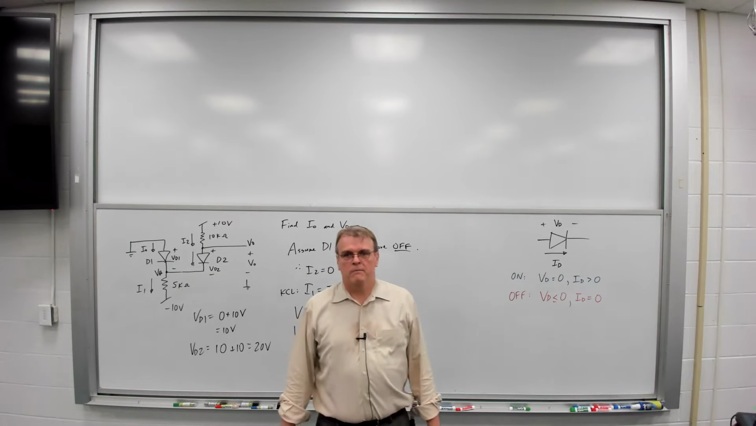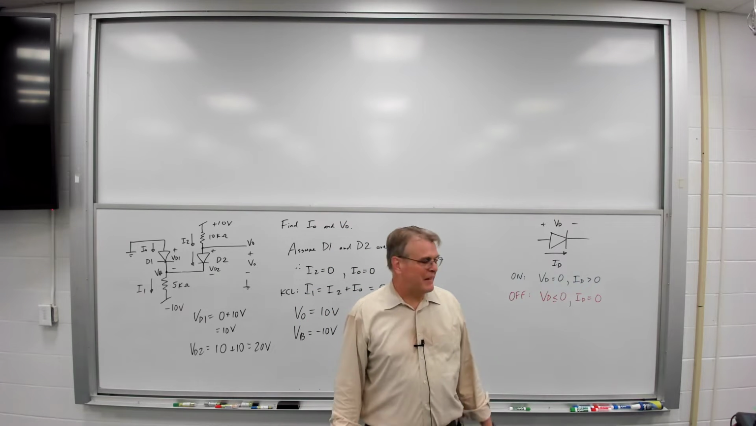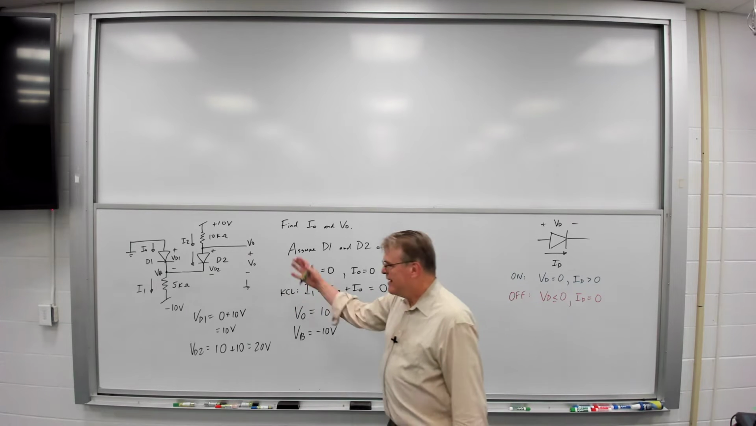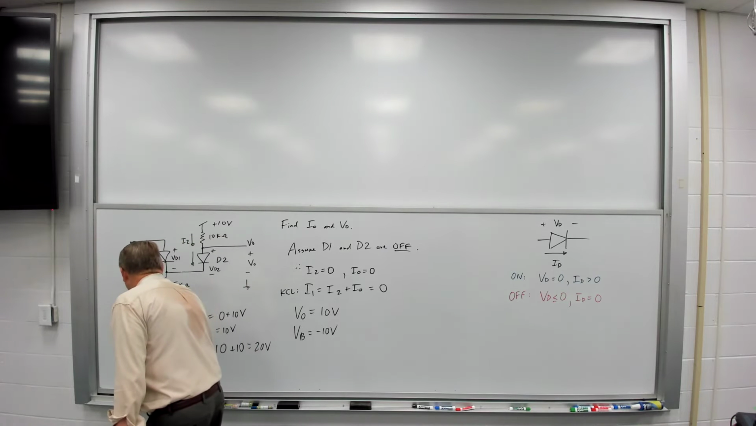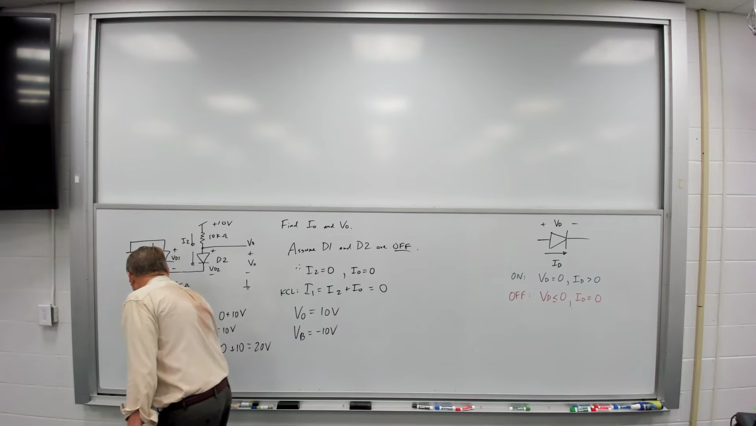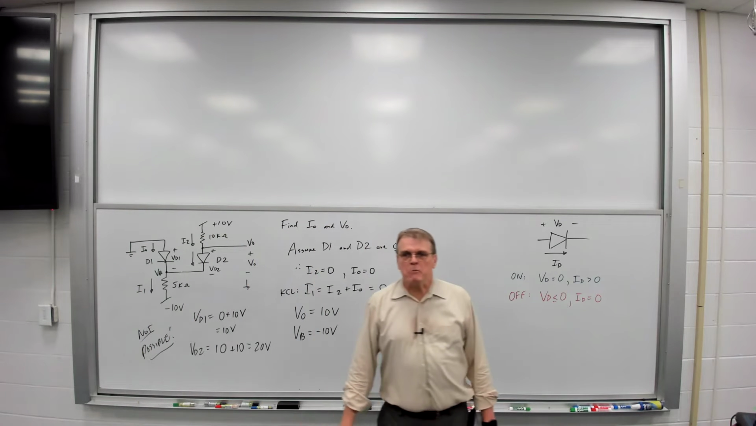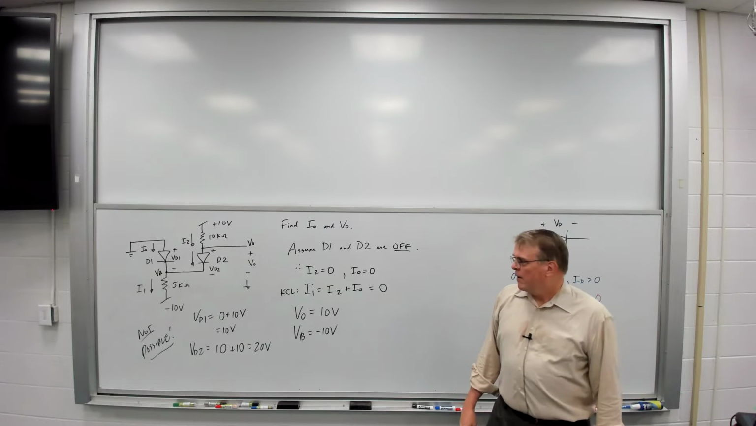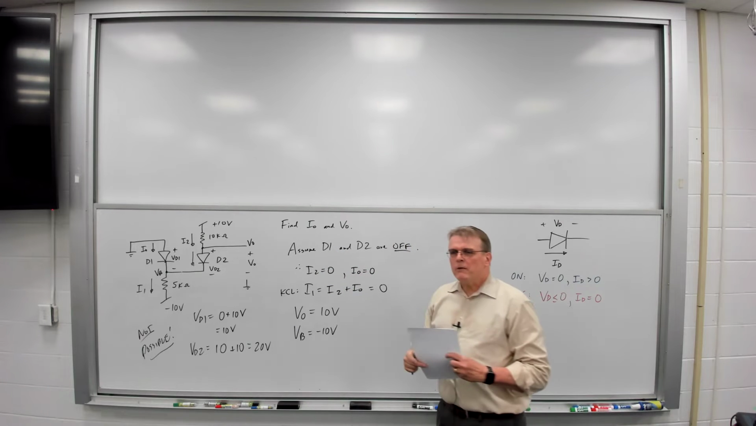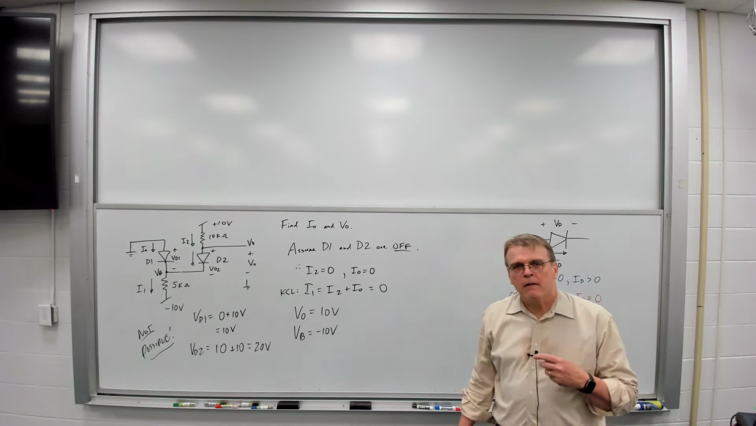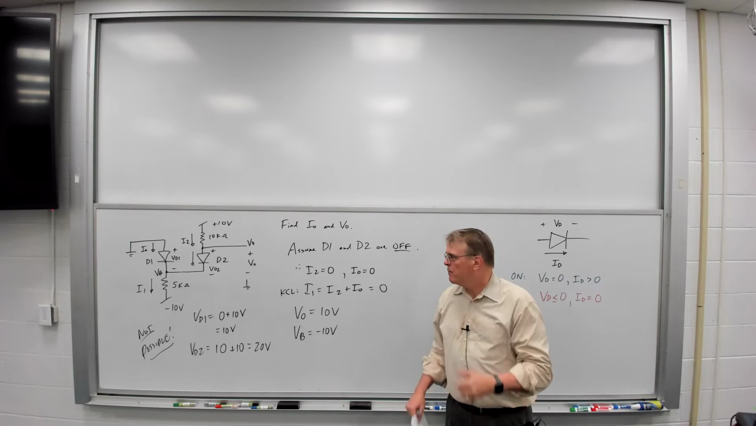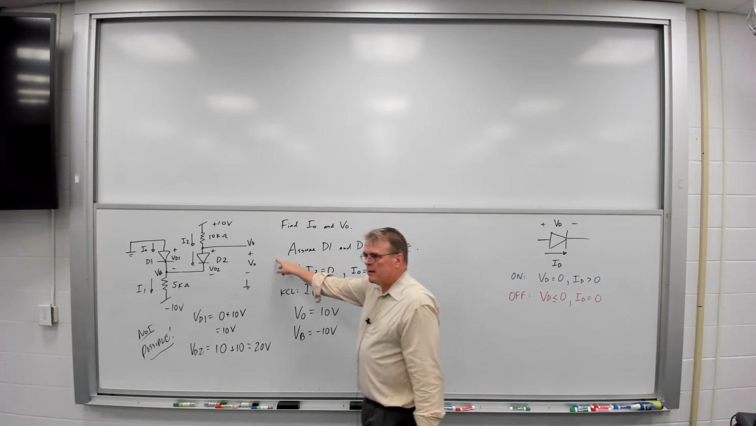Are those diodes off? No, they can't be. If they're off, VD has to be negative. They're positive. This isn't possible. So clearly, my assumption is incorrect. I did my calculations and I checked my boundary conditions. Both of these diodes violated the boundary conditions when I checked them, assuming they were both off. So I've eliminated one possibility.